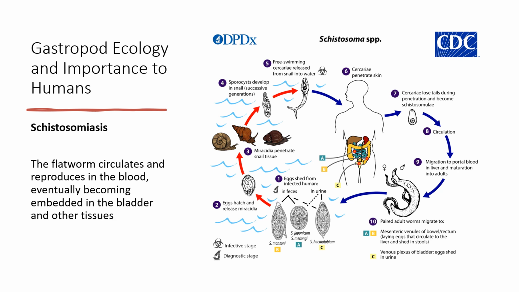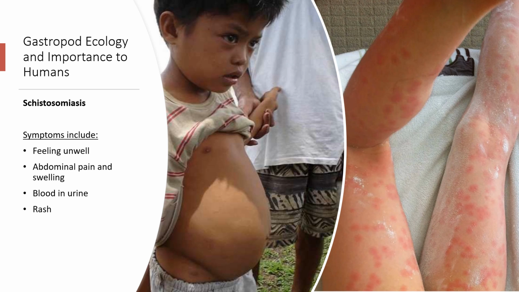That flatworm then gets into the bloodstream where it circulates and reproduces. Eventually, it embeds itself in the bladder and sometimes other tissues in the human host. Symptoms of schistosomiasis include malaise, or a general feeling of being unwell. It often causes a distended or swollen abdomen and abdominal pain, especially in children. Because it becomes embedded in the bladder, it can cause bladder damage and lead to blood in the urine. And oftentimes it also causes a rash to form on the skin.